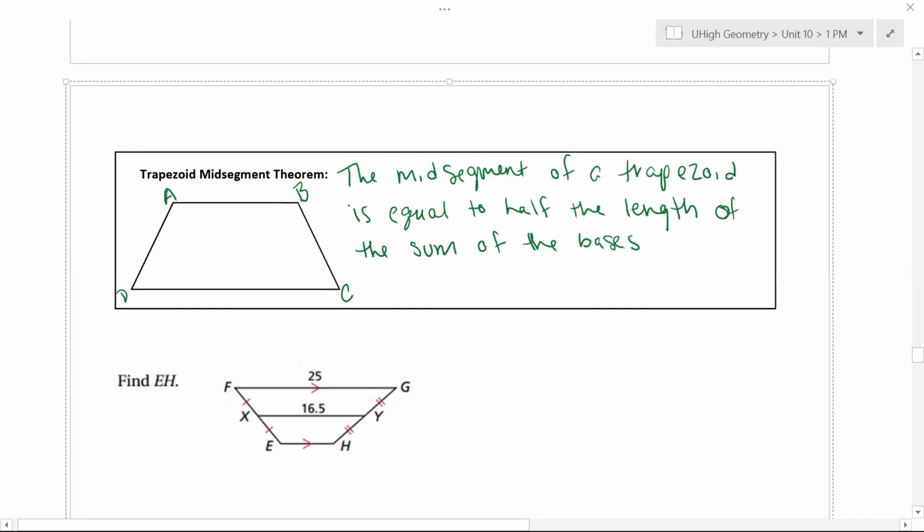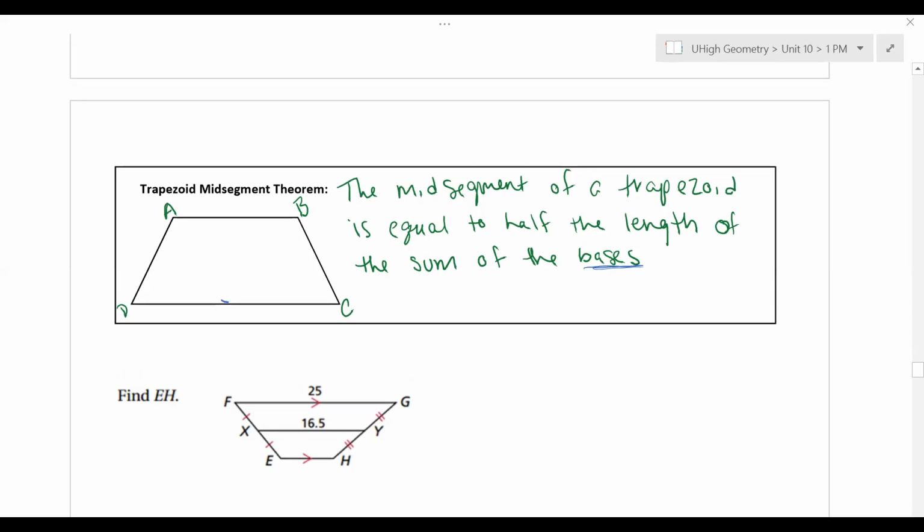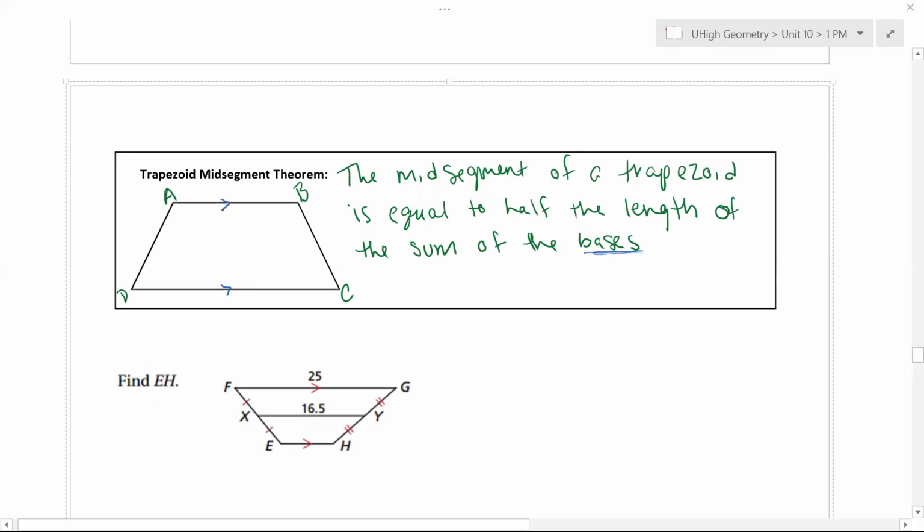So the first thing when we're taking this theorem apart and thinking about what it means, the first thing that we have to think about is what are the bases of a trapezoid? The bases of a trapezoid are the two sides that are parallel to one another. So in this case, the bases are going to be AB and CD.